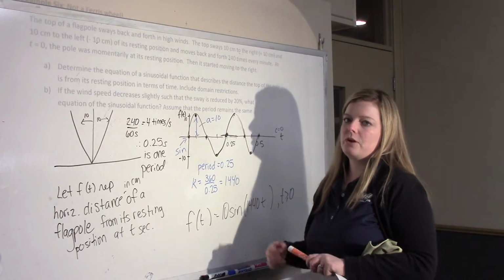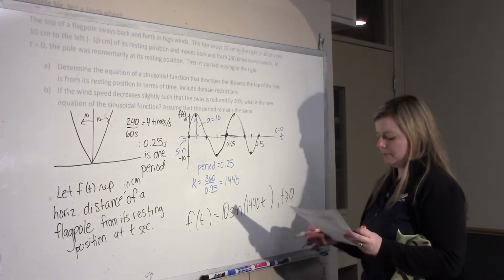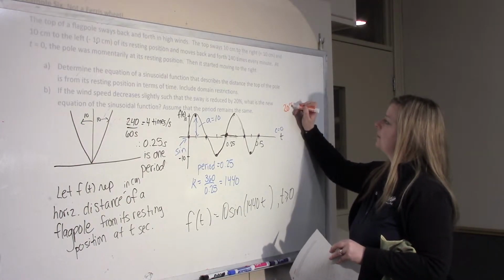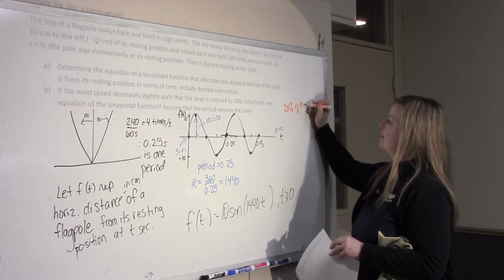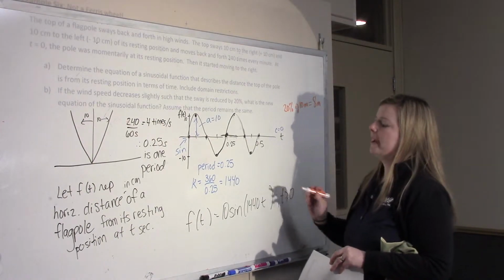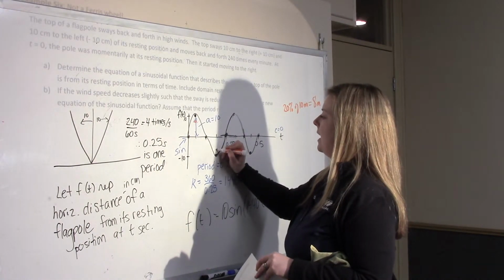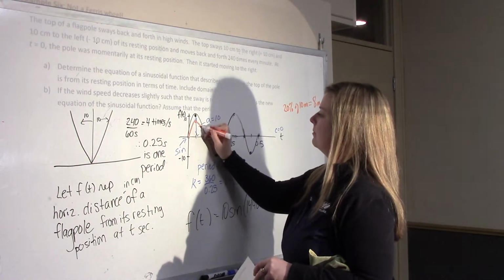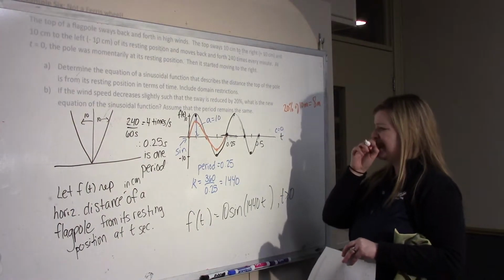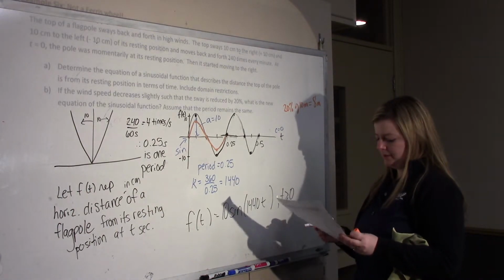You can draw this below if it's getting tight, but I'm not going to move it because I want to keep all this information. So 20% of 10 meters, what is that? That's 8 meters. So the sway is reduced by 20%, so that means that my maximum is now 8, and my minimum is now -8. So instead of my amplitude being 10, my amplitude is now 8.